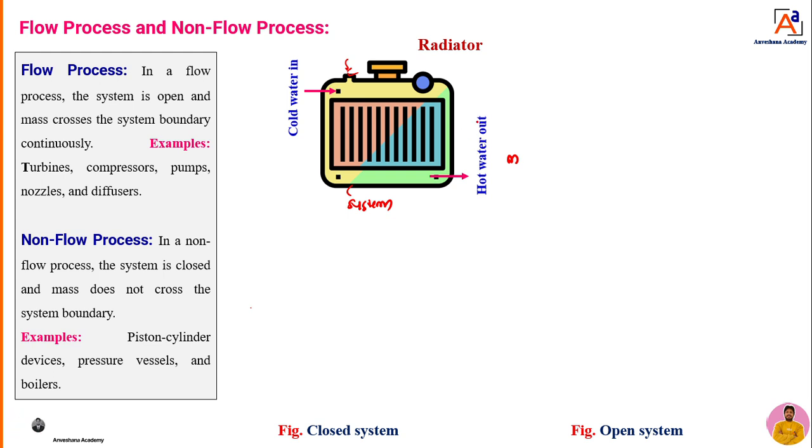Example, where does the mass cross the system boundary? In an open system. In an open system, the mass crosses the system boundary. That process we can call a flow process, dear students.